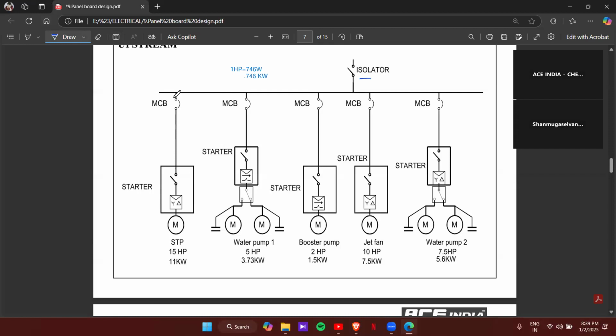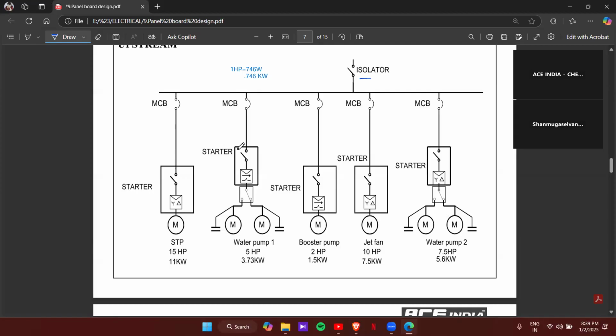And here, as we mentioned, this is the main isolator. Then we have a bus bar. From this bus bar, 1, 2, 3, 4, 5 motors are taken. Actually, the connection number is 5. But if you count the motors, we have 1, 2, 3, 4, 5, 6, 7 motors, because in this case, it's actually called working and standby condition.